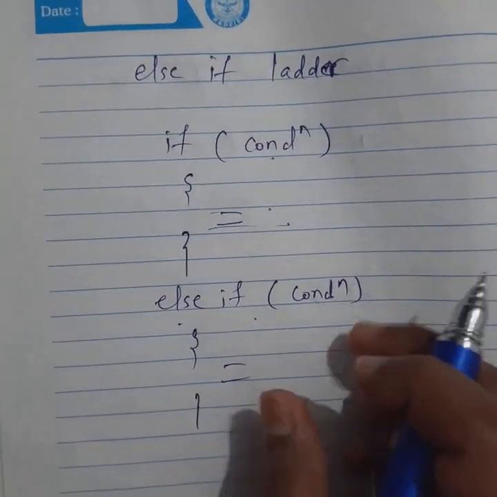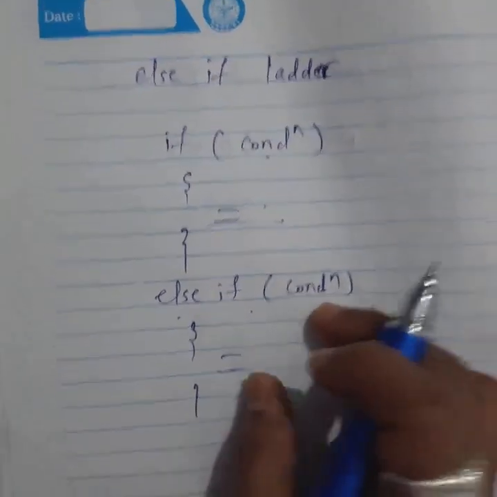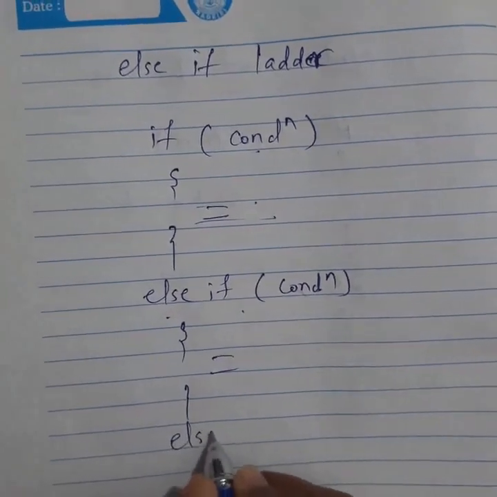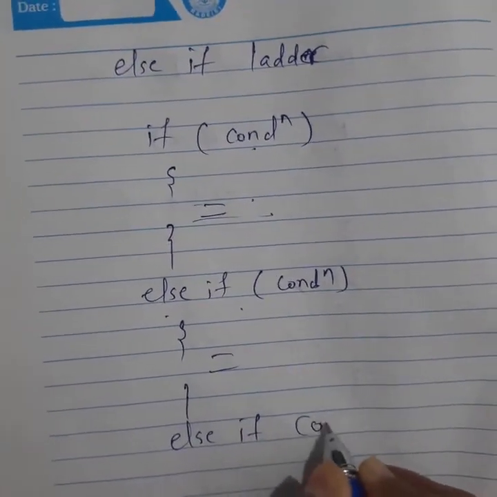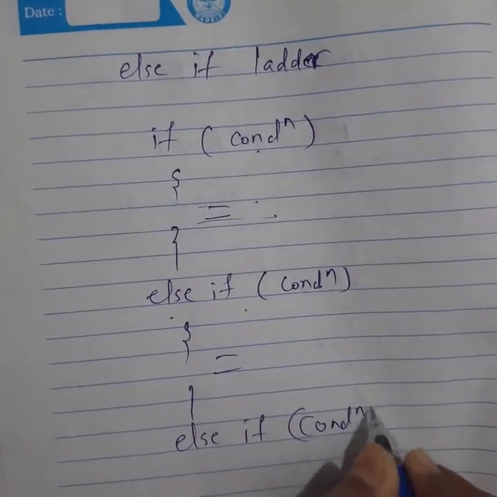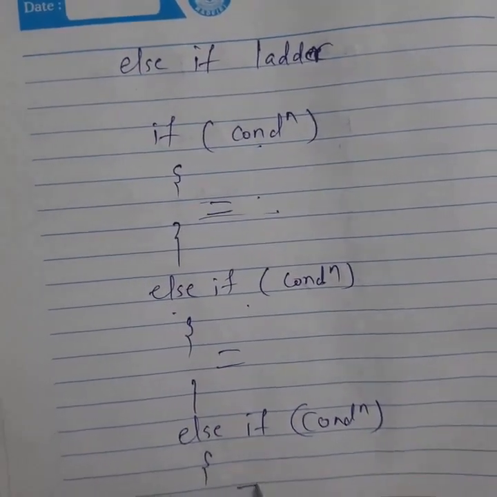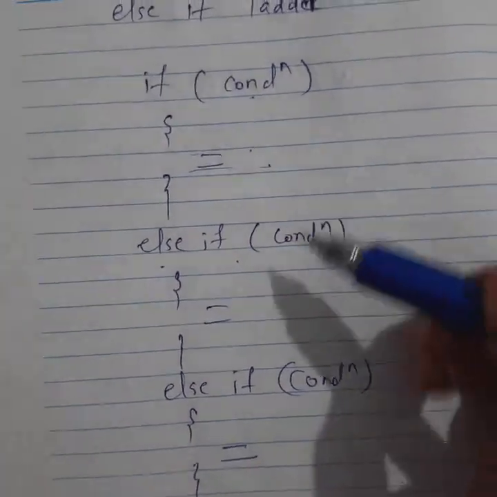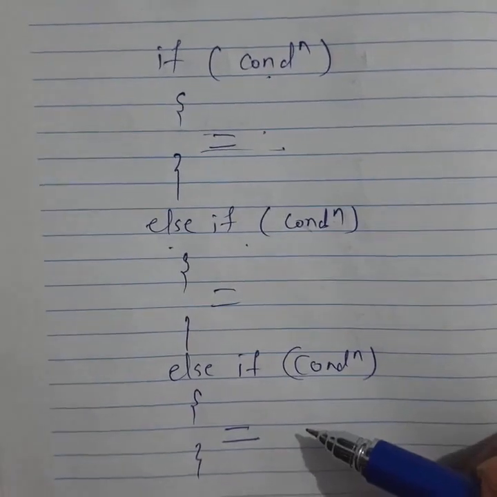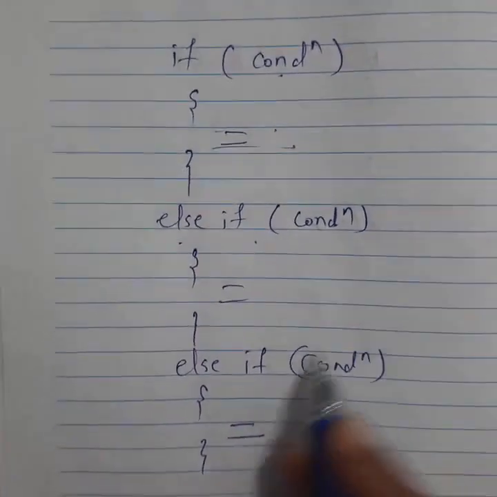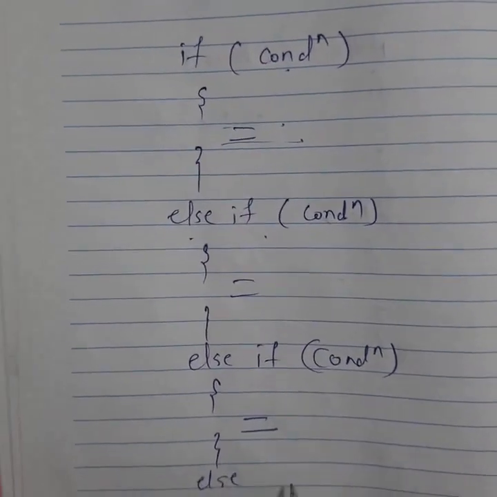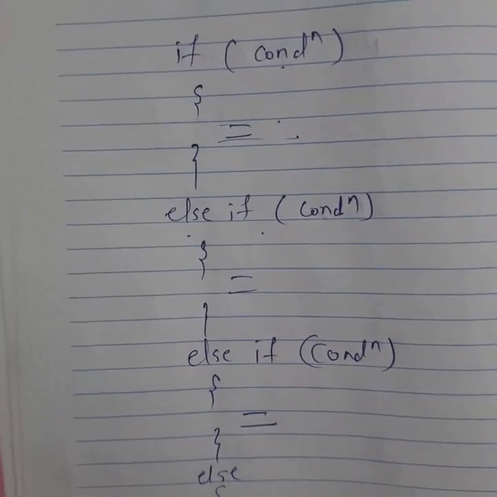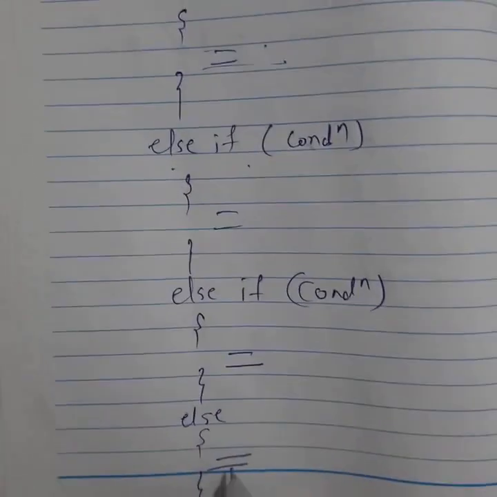It is not called a loop statement. After that, again else if, if this condition is true, the else if statement will execute, and so on, until only one condition remains. For that we write the else statement, and the remaining part will execute in the else part.